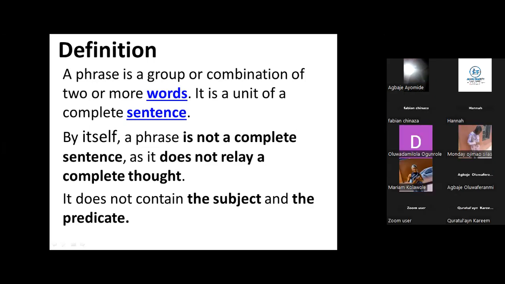So it is a unit of a complete sentence. It forms part of the sentence, but not the whole chunk of the sentence itself. By itself, a phrase is not a complete sentence, and it does not relay a complete thought. Unlike a clause that could relay a thought either partially or in all of its senses, a phrase cannot be taken as a complete sentence, and it does not relate a complete thought.